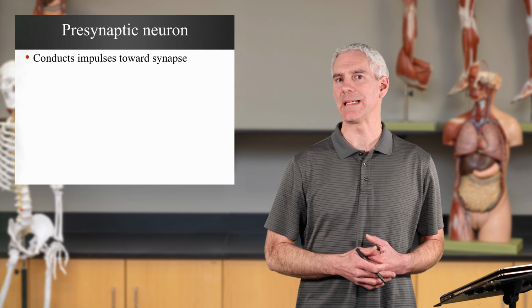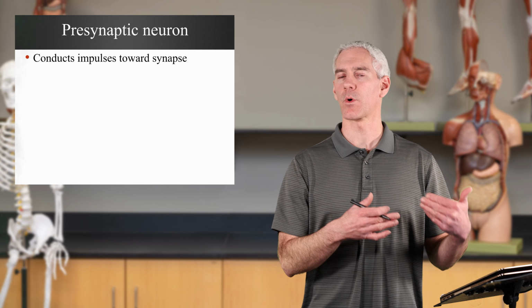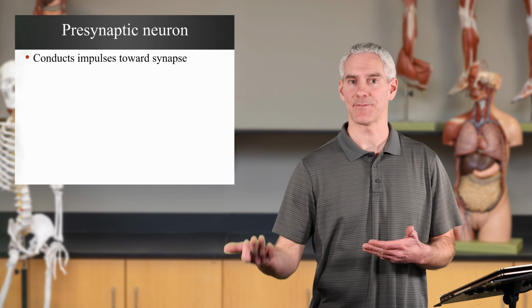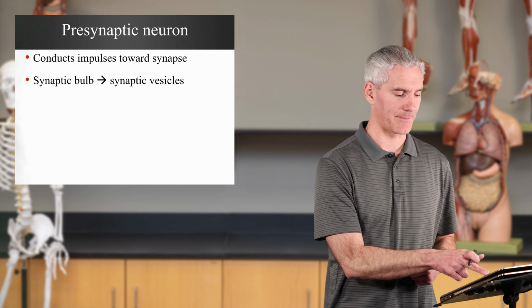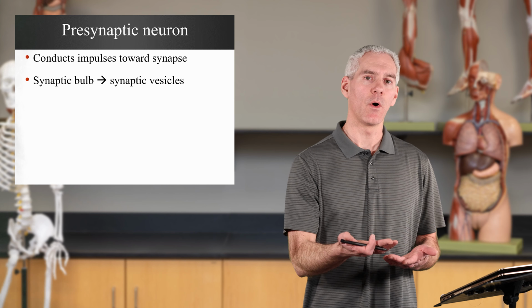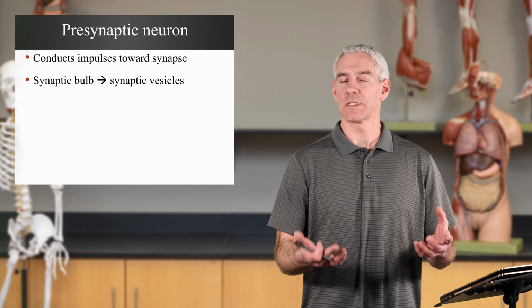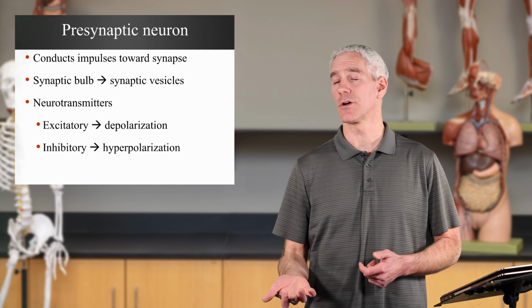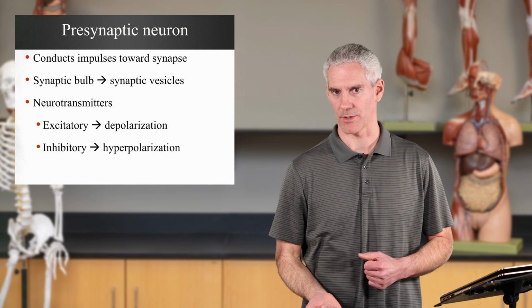So we'll start with the presynaptic neuron. So pre means before. This is what's before the synapse. We'll get to the postsynaptic in a second. That's the one that comes after. So we're conducting the impulses towards the synapse. We have synaptic bulbs down there. That's, remember, the end. Those synaptic bulbs contain synaptic vesicles. Those synaptic vesicles can contain neurotransmitters. These neurotransmitters can either be excitatory or inhibitory.